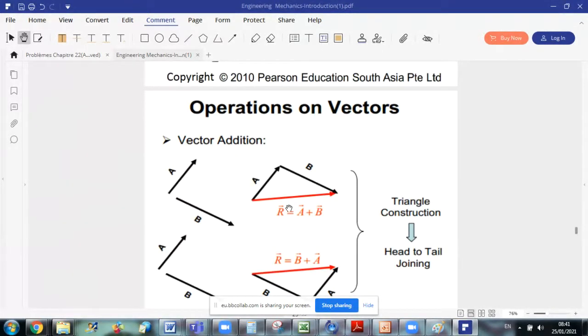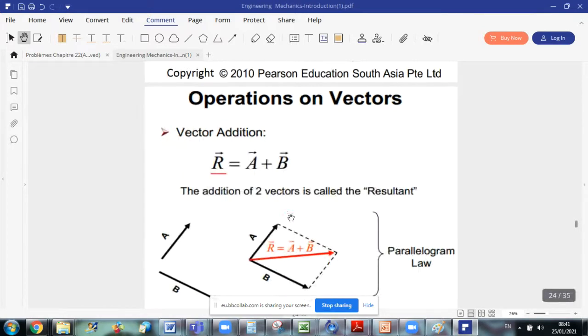Another geometrical method is called the triangle construction. I have two vectors A and B. If you want to understand more, I will show it on the same slide here. For the parallelogram law, you start from a common point, draw vector A, and from the same point draw vector B. From this point, you draw the diagonal and you get the resultant.